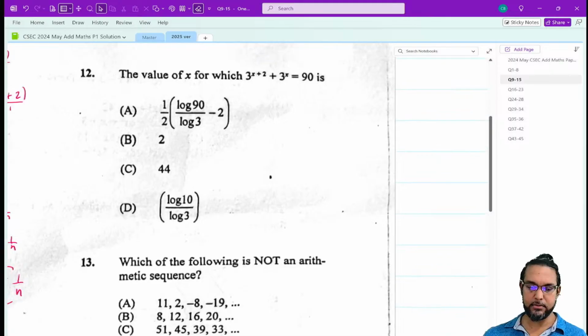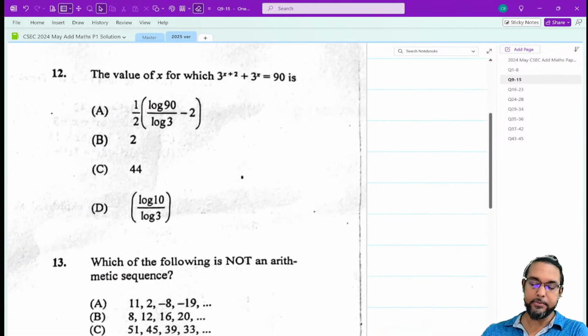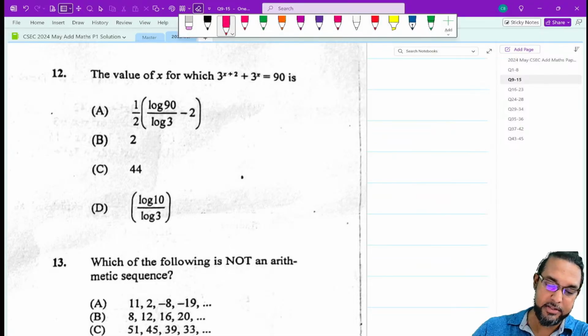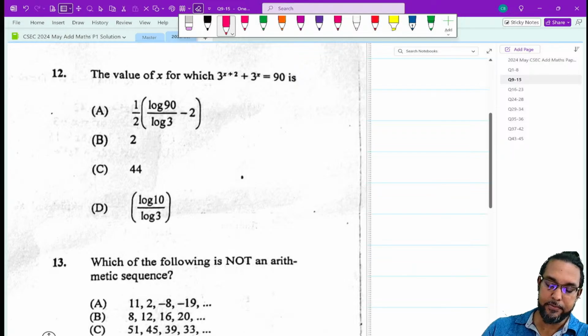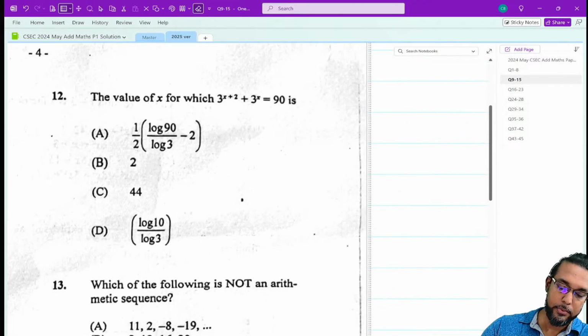Let's go across now. Did I miss one? No, that was 11, right? Okay, cool. Number 12. Okay, so this one I like. I'm going to see if I have time to explain it 2 different ways. Okay, so check this. You have 3 to the x plus 2, then plus 3 to the x equal to 90. So what we do here is we extract 3 to the x. To get 3 to the x plus 2, you have to multiply by 3 squared, and then add in 3 to the x, and that's equal to 90.